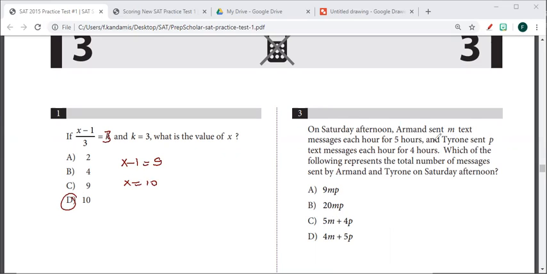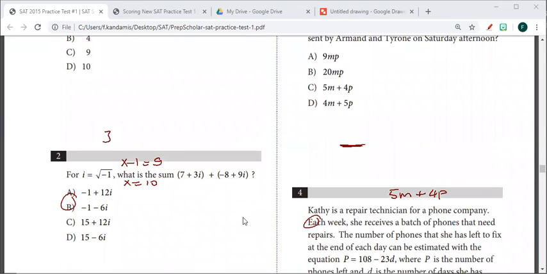The second question is 3. On Saturday afternoon, Armand sent M text messages each hour. Whenever you see "each," be more careful because they must be connected with multiplication. So M text messages for 5 hours must be 5M. Tyrone sent P text messages each hour for 4 hours, so that must be 4P. Which of the following represents the total number of messages? They must be added up, so it's C. Okay, good. Whenever you see "each," be careful.